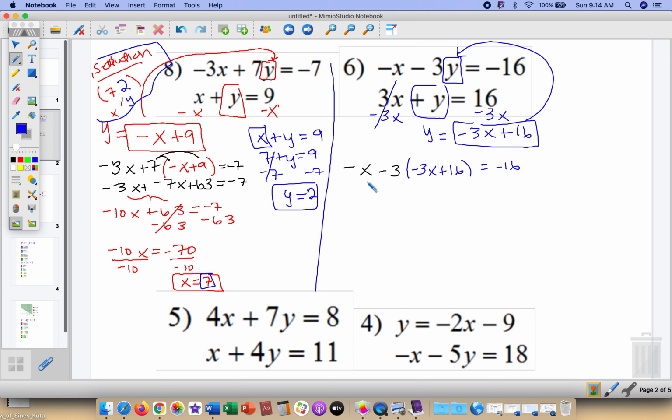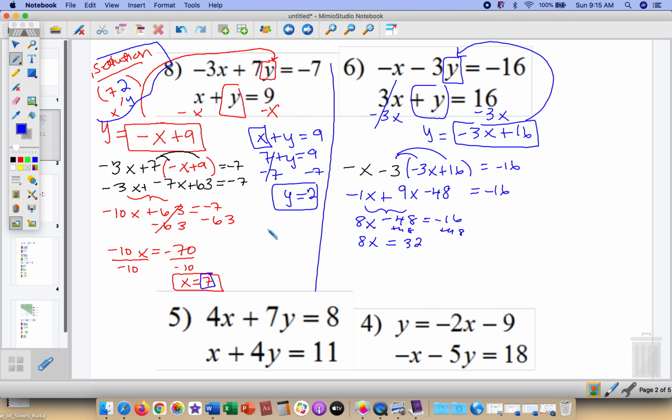We're now going to distribute. Negative 3 times negative 3x is positive 9x. Negative 3 times 16 will get us negative 48. We have that negative x here. So we'll combine like terms. Negative x, remember there's a 1 there, negative x and 9x is 8x minus 48 is equal to negative 16. And now we'll add 48 to both sides. So positive 48 minus 16 will get 32.